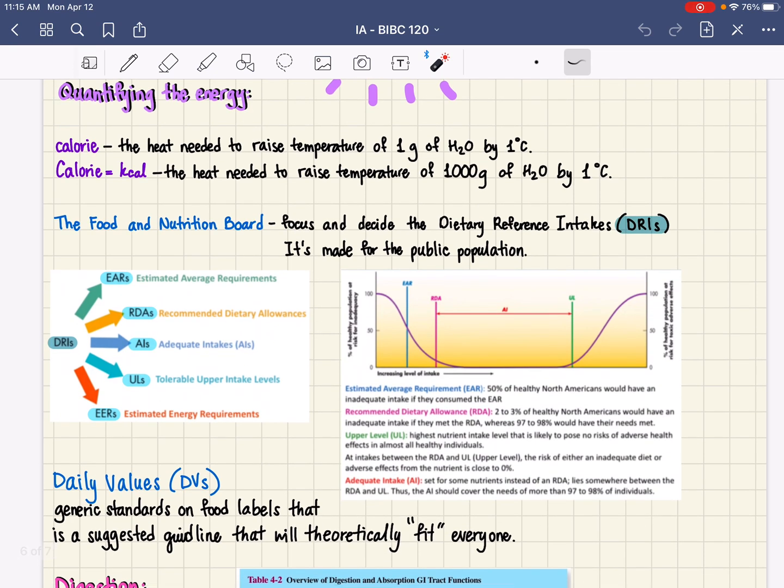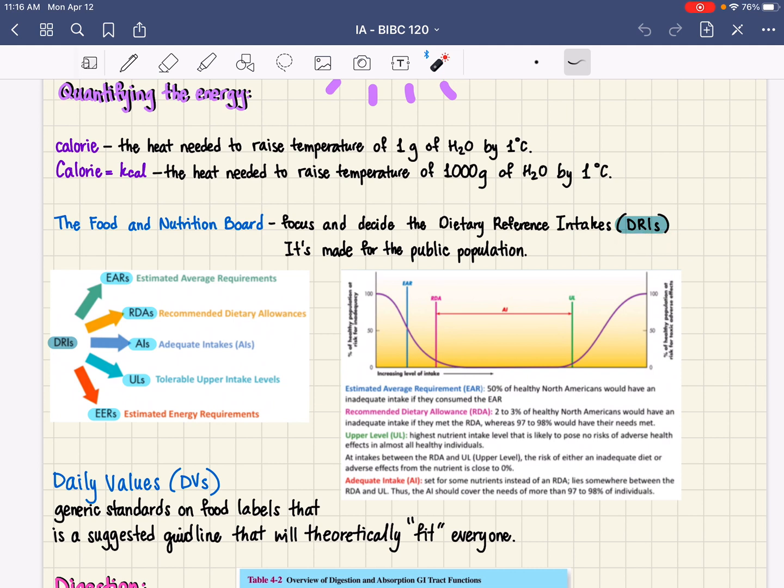Now, because we know that the foods that we eat give us energy, the Food and Nutrition Board had to come up with some sort of references or boundaries to help the public population figure out how much they should be eating of what kind of food. So the Food and Nutrition Board came up with these dietary reference intakes, or DRIs for short.